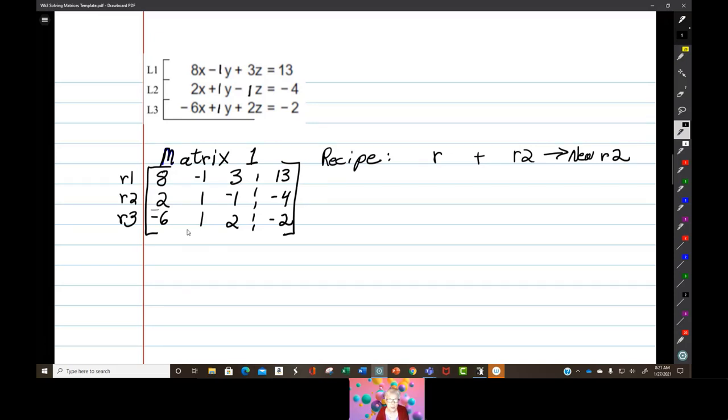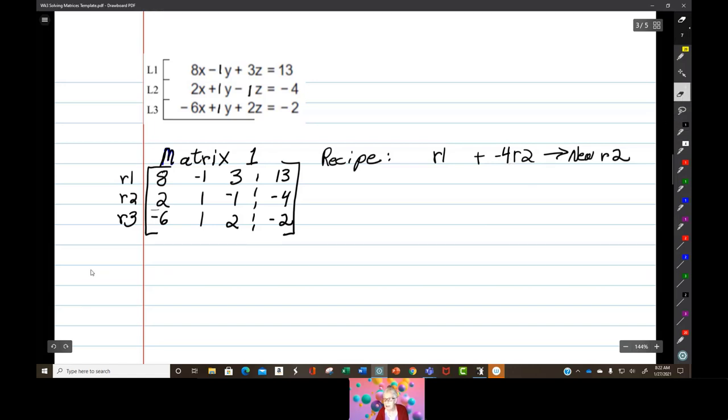If I recognize that 2 can be multiplied by 4, and I'll get an 8. 8 plus 8 is 16, though, not 0. However, if I add 8 to negative 8, I'll get 0. And this 2 can easily be changed to a negative 8 if I multiply by negative 4. So, oops, that's row 1. I'm not going to do anything to row 1. I am going to multiply all the numbers in row 2 by negative 4.